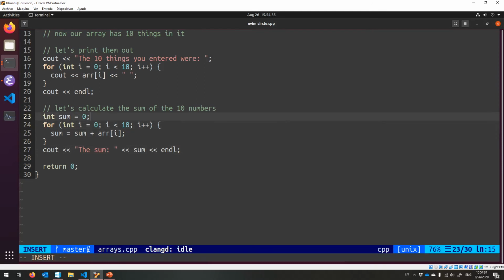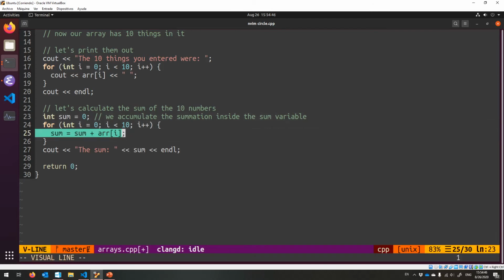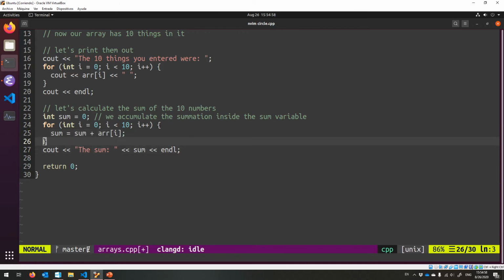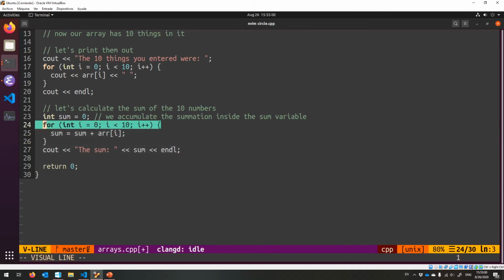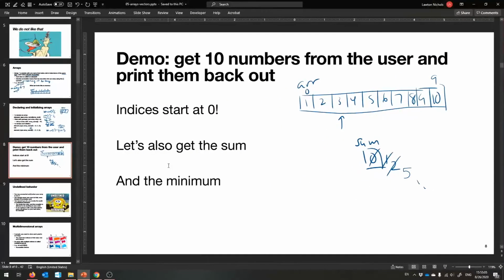So we say we're accumulating the result, the summation, inside the sum variable. It changes each time we execute the body of the loop. It gets bigger by the array index we're trying to add it into. Well, technically it could get smaller if we had negative numbers, but you get the idea. So once this for loop is finished, that means we've visited every index and we can output the sum. Okay? And then finally, let's get the minimum too.